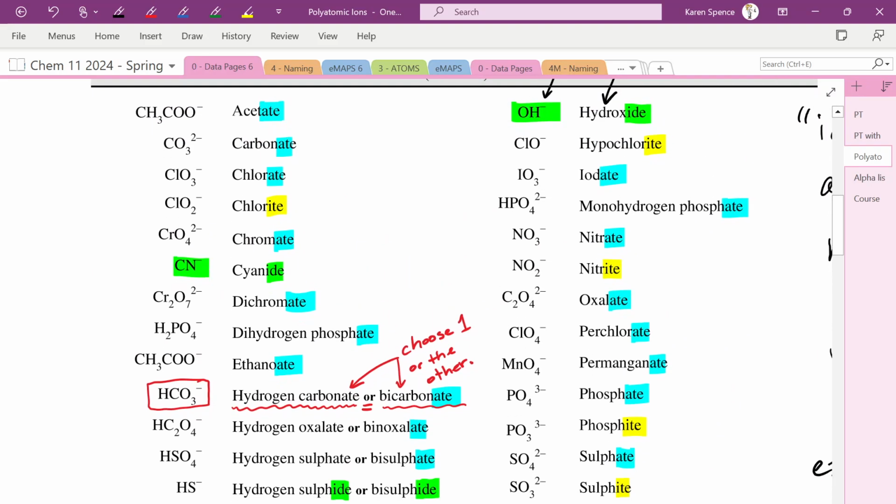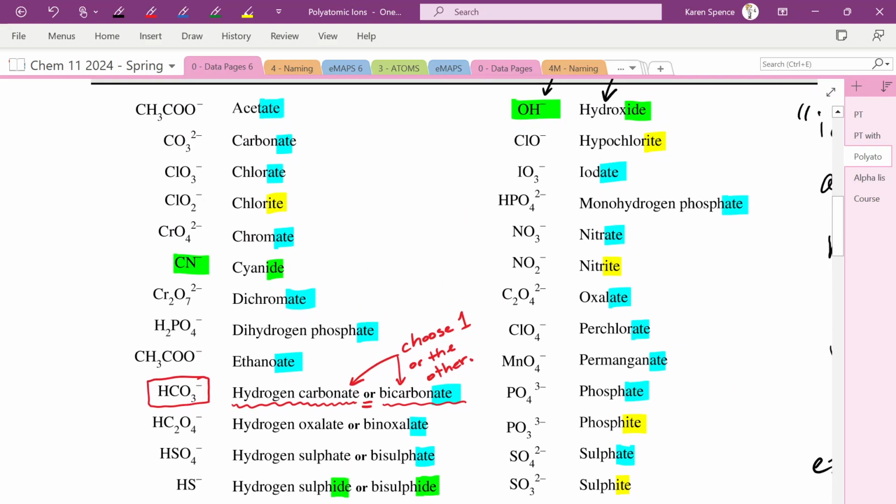And I also want you to take note of these 2. I'm not quite sure why I've got them in 2 places, but just so you know, these 2 are the same. So if you want to, you can call that ion acetate. If you want to, you can call it ethanoate, and it doesn't matter which. Okay? Those 2 are the same.